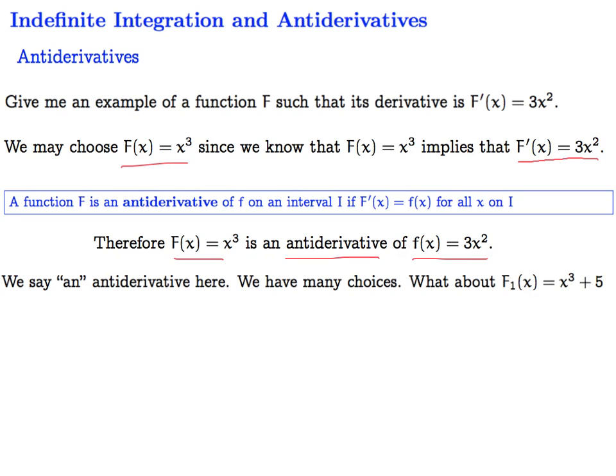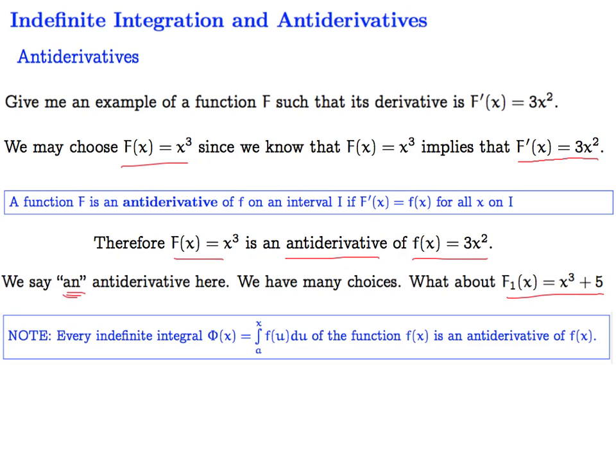Now I said the word an again, right? I didn't say the antiderivative. I said an antiderivative here. We have many choices. We could have picked x cubed plus 5. If we take the derivative of this function, we're going to end up with just 3x squared again, because the 5 is a constant. Take the derivative, it's 0.